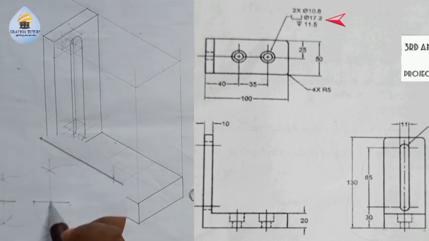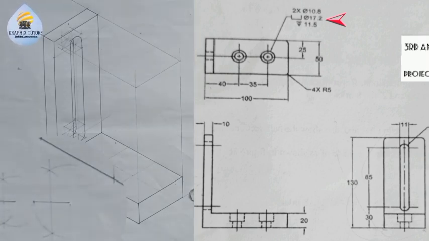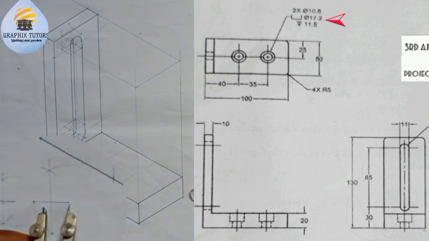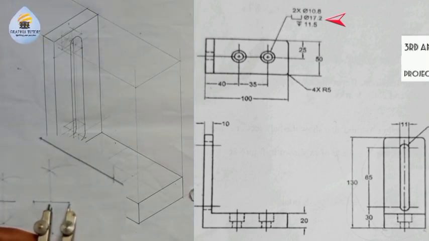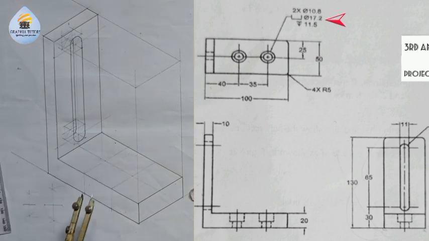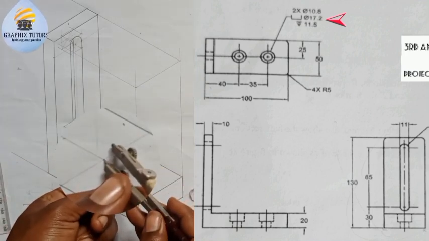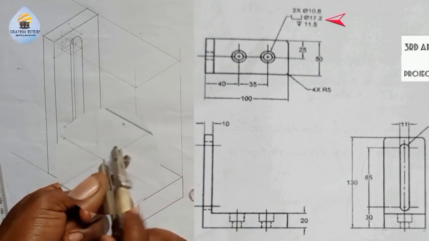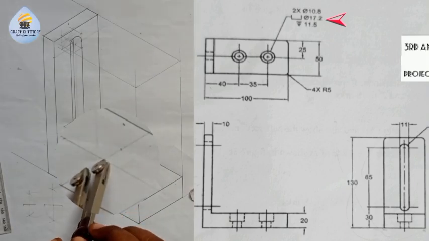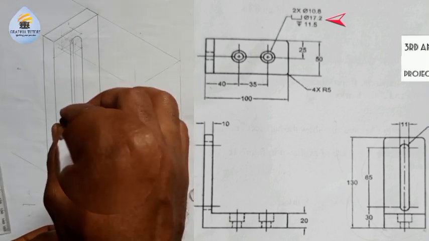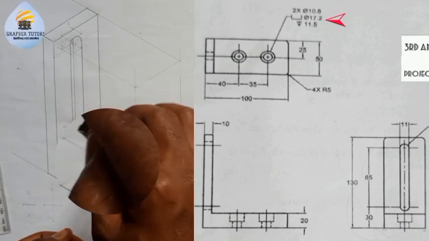This is where they meet. So I'm going to take my compass and take distance from here to here. That'll give me the half of 17.2. And I'll come to the center here. I'll place it here. I'm going to mark left. I'll mark right. Mark top and bottom.